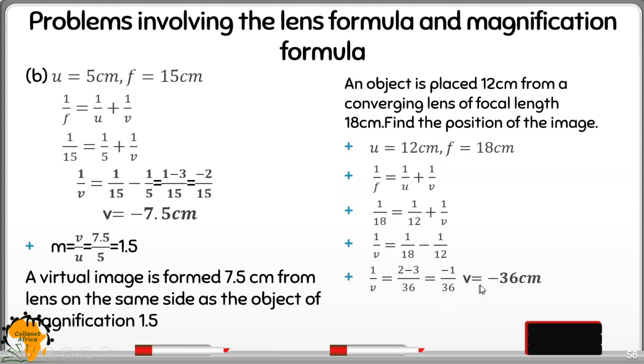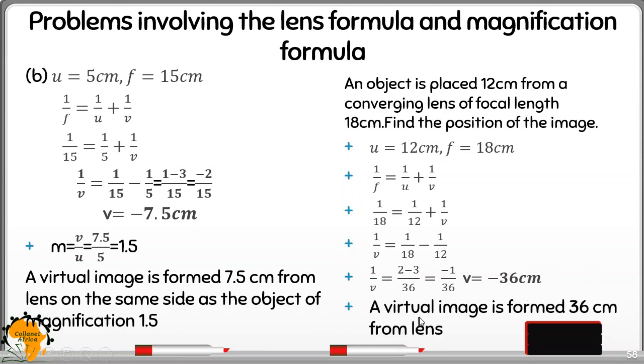Getting the LCM and then subtracting, you get that our 1 over V is negative 1 over 36, which implies that our V is negative 36 centimeter. Again, because V is negative, a virtual image is formed, which is 36 centimeter from the lens.